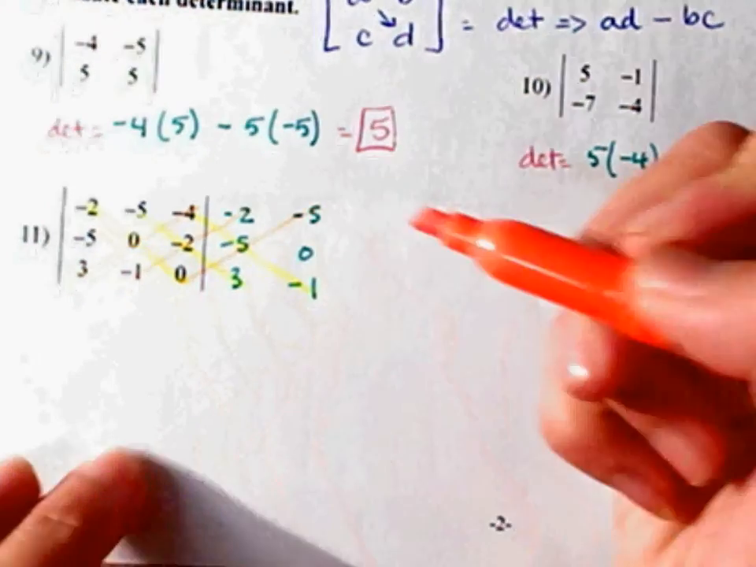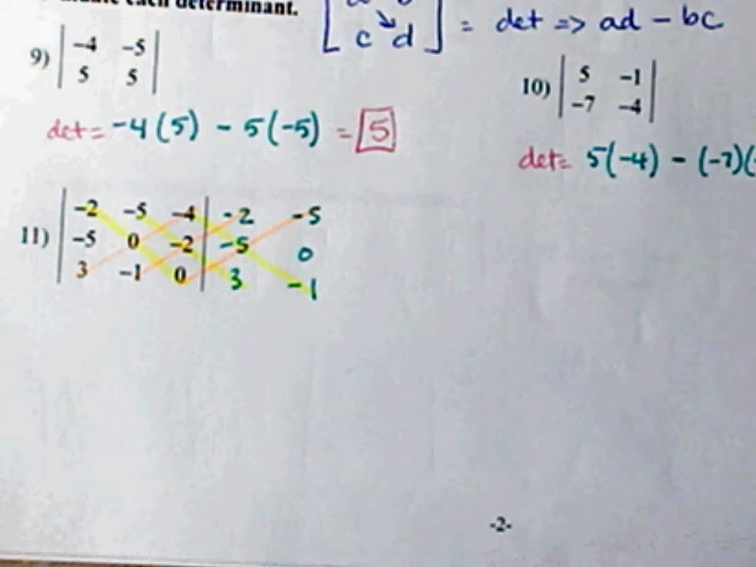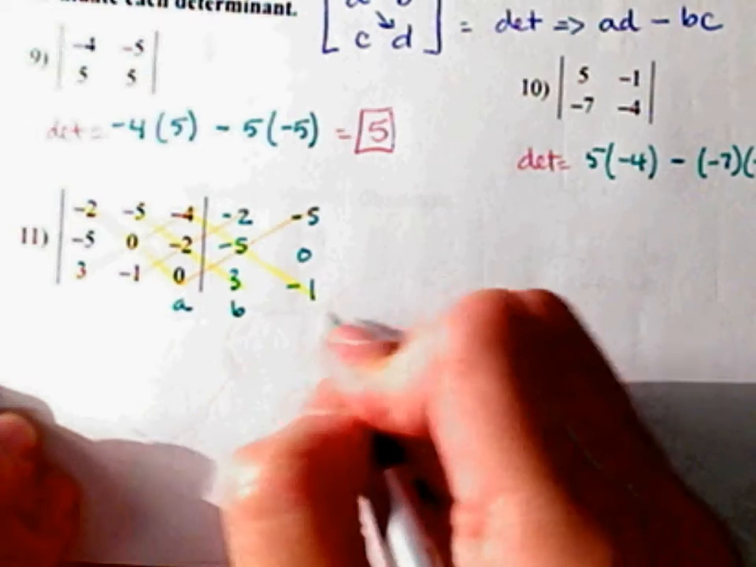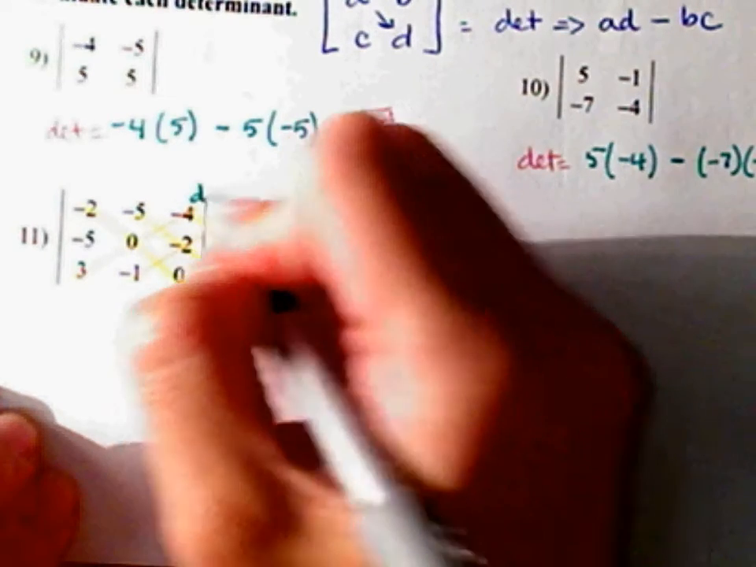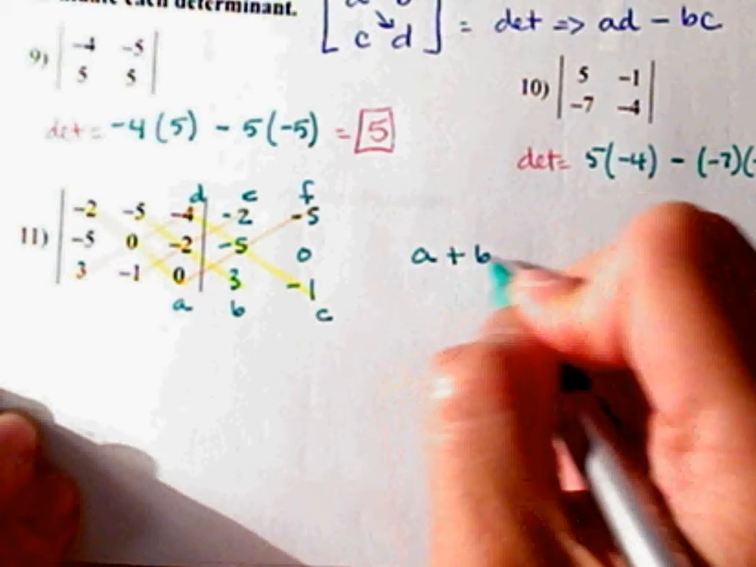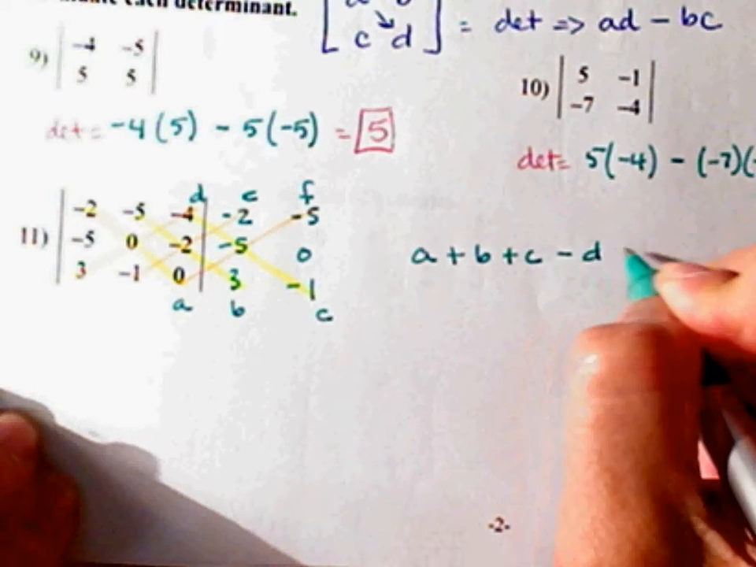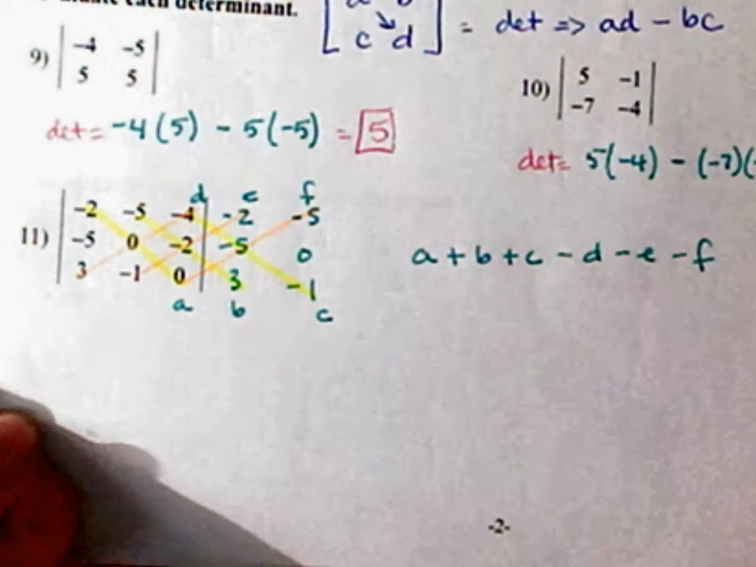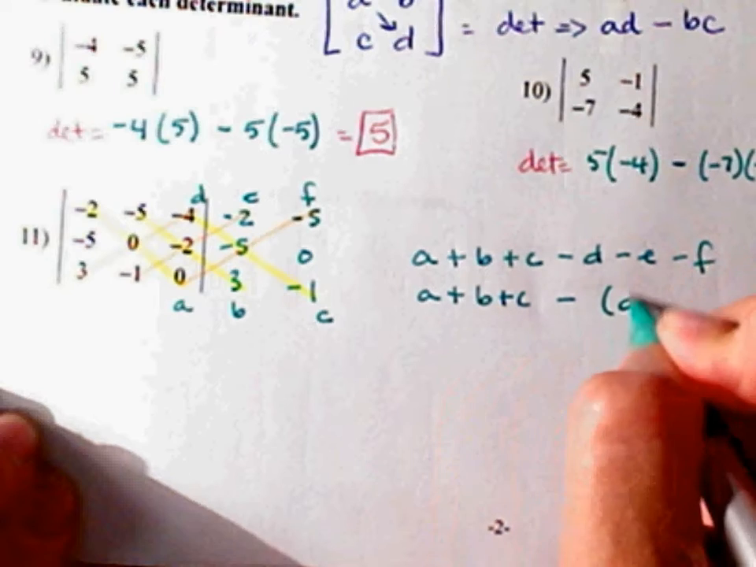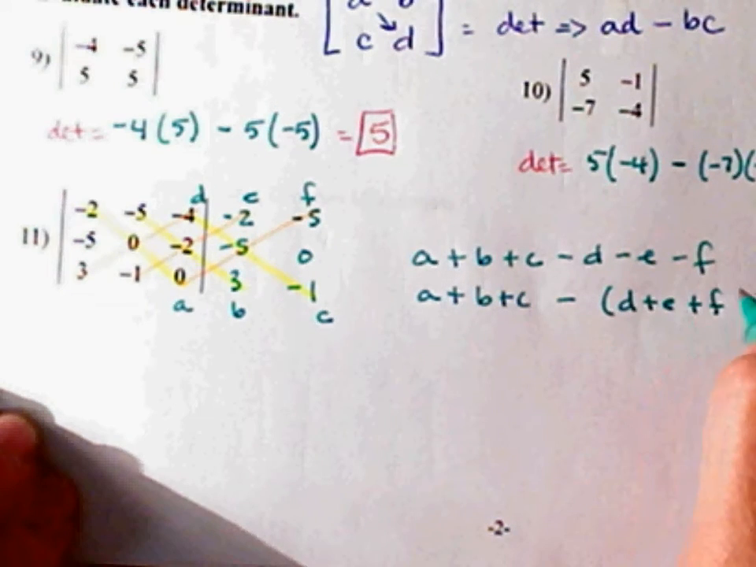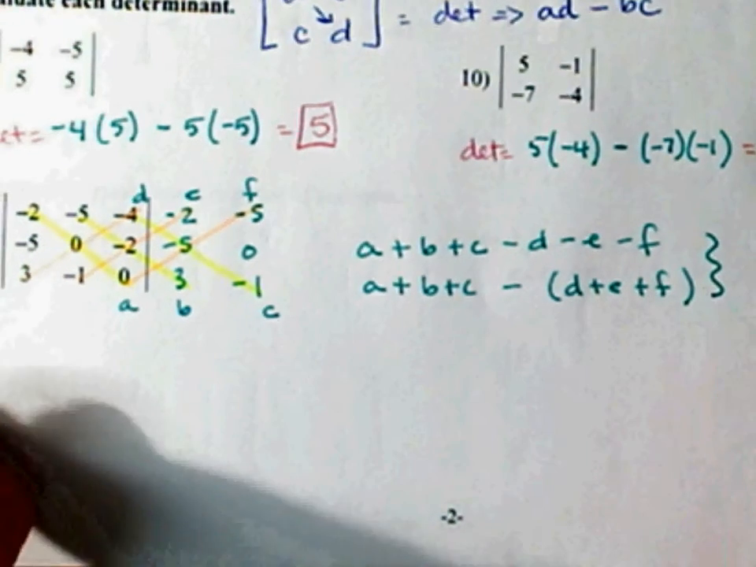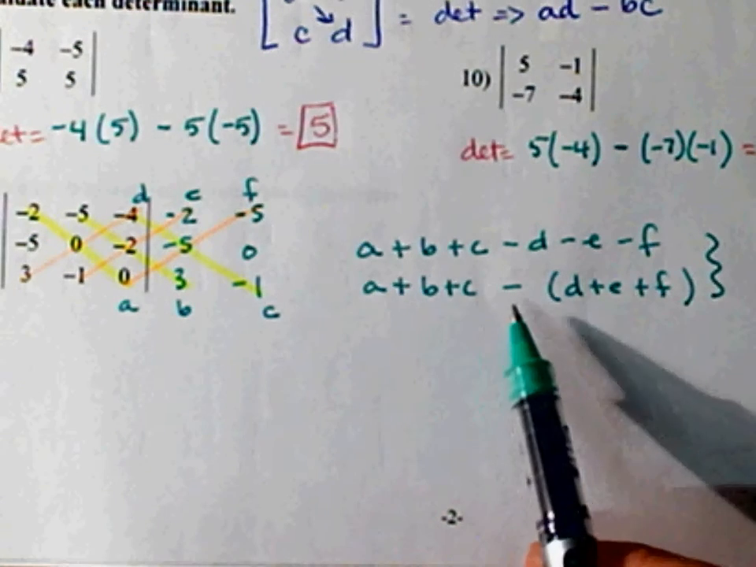Okay. So, basically, here's your A, B, and C. Here's your D, E, and F. Okay? You're going to take A plus B plus C minus D minus E minus F. Another way you can look at it is A plus B plus C minus D plus E plus F. These guys are exactly the same. Alright? They are exactly the same because a negative times a positive, notice how you change your sign.